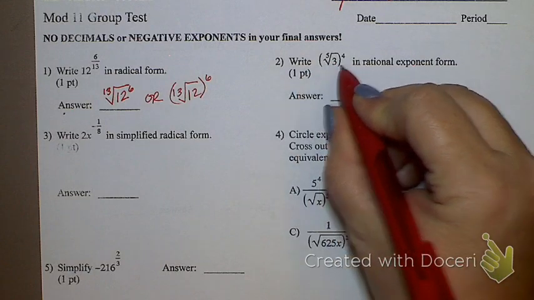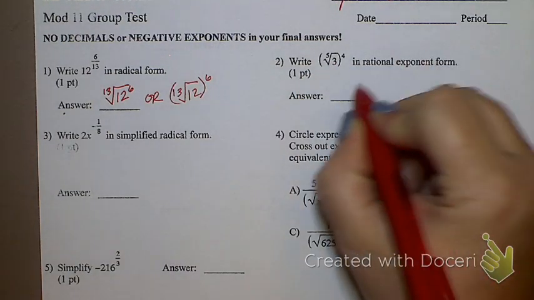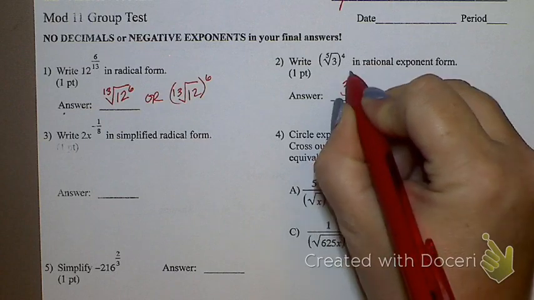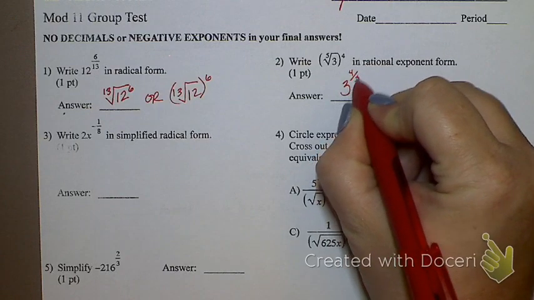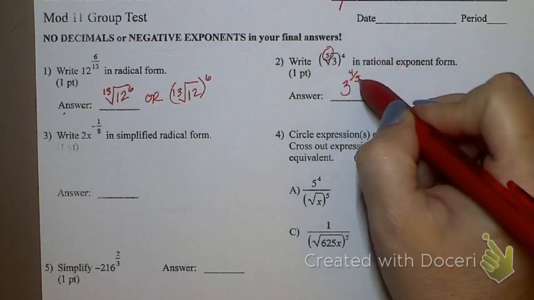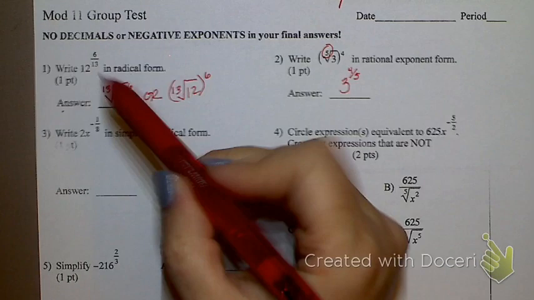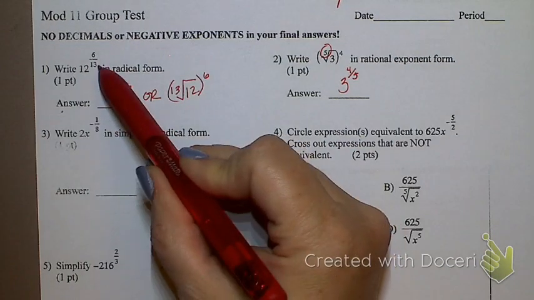Write the 5th root of 3 to the 4th in rational exponent form. That would be 3 to the 4/5. Remember, your index is always the denominator. Same thing over here. Your index was the denominator.